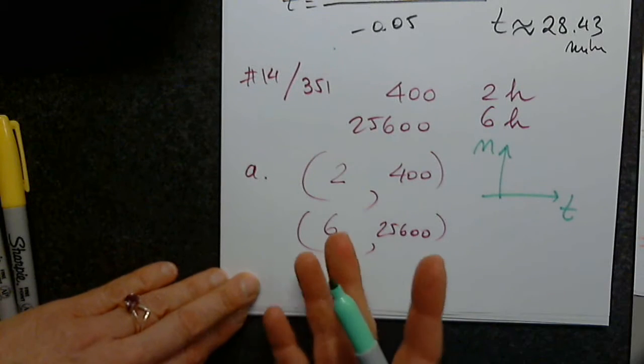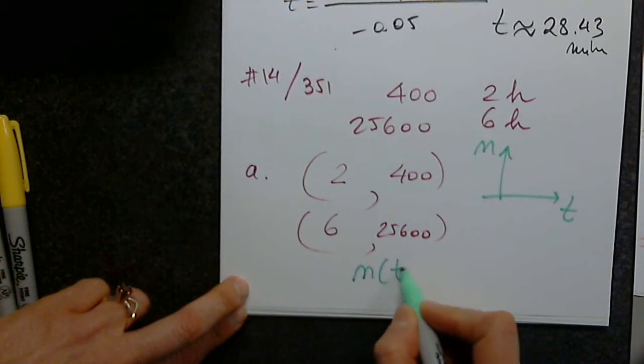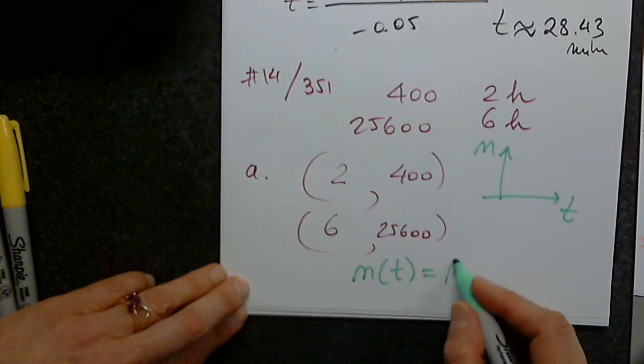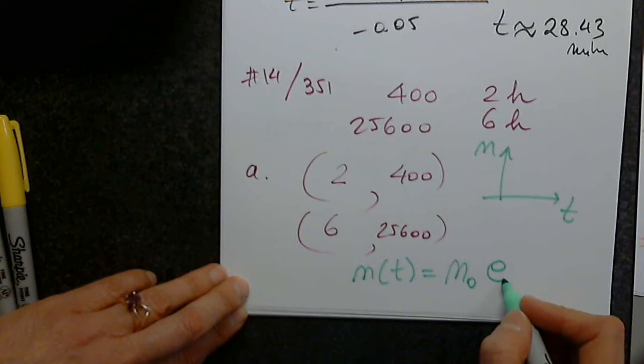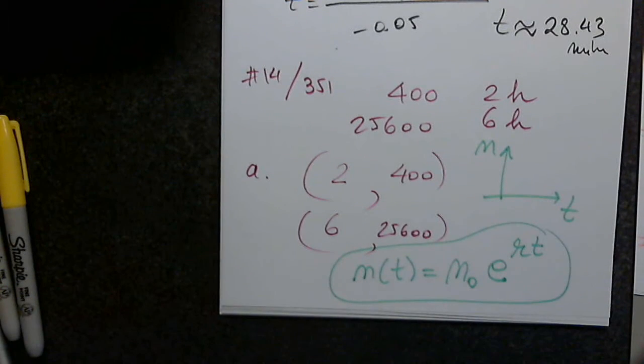Okay, so the model, because we are talking about bacteria, I know that the model is N of t equals N0 e to the rt. I know that this must be the model I have to use, because this is the exponential growth model for bacteria and population.